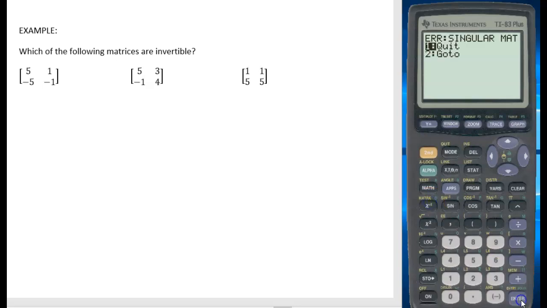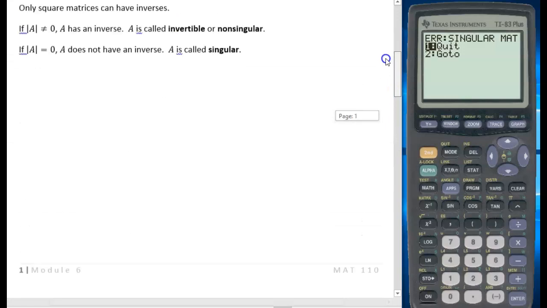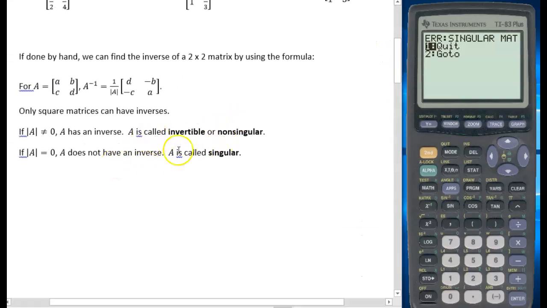Inverse. And it says no, error, singular matrix. You plugged it in correctly, but it does not have an inverse because that original matrix was singular, right? Remember back to our crazy definitions. It is singular, it does not have an inverse.